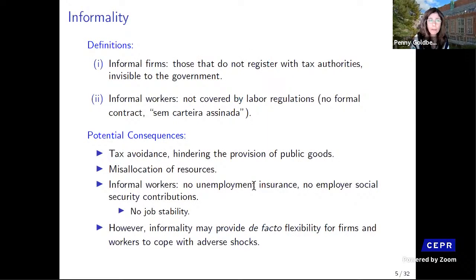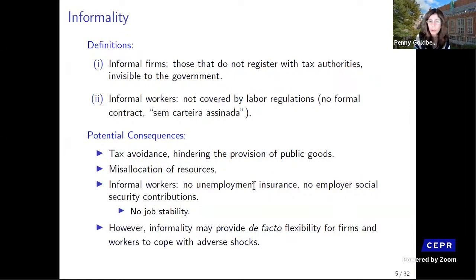So before I go on, let me briefly define formally informality. There are many definitions that one can use, depending on the country you focus on, but generally speaking, informality means that firms or workers engage in activities that are invisible to the government. So in the case of Brazil, one advantage that we have by working in Brazil is the data we're going to use allow for a very precise definition of informality. So informal firms are those firms that do not register with the tax authorities. Informal workers are going to be the workers who are not covered by labor regulations. In Brazil, the workers who have a formal contract also have a labor card. I put up on the screen the Portuguese term for this card. And so if a worker does not have such a card in our data, then we consider him or her to be an informal worker.